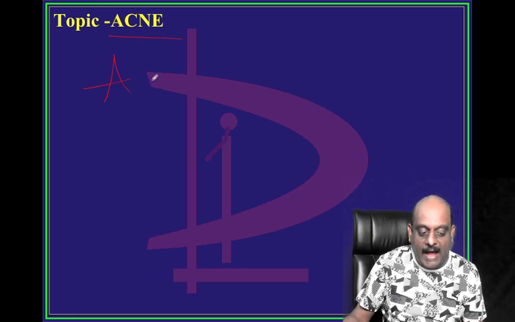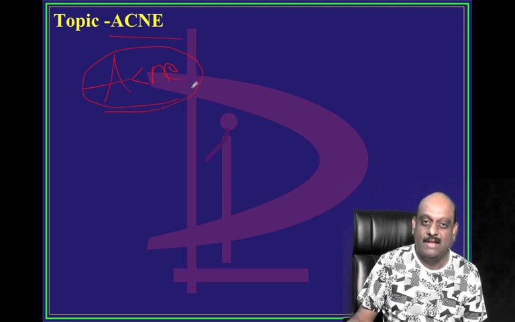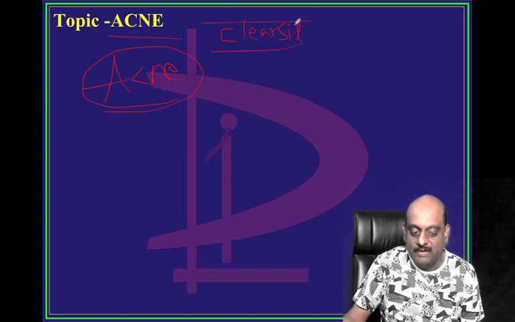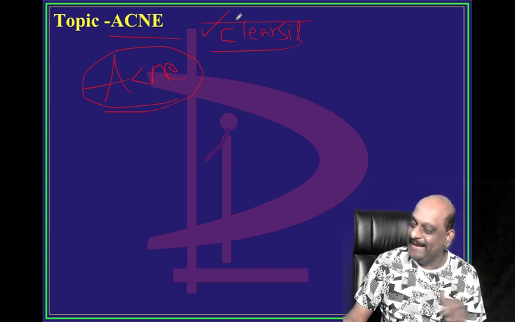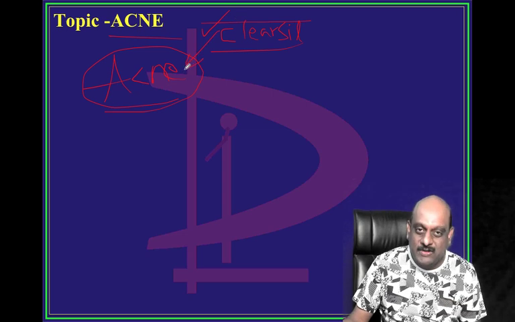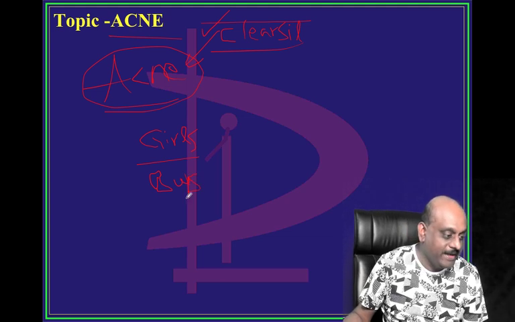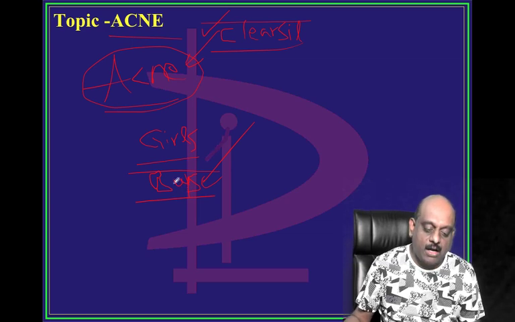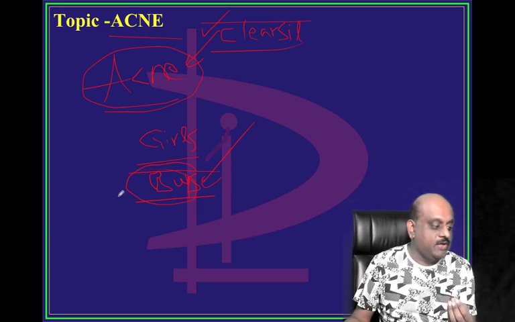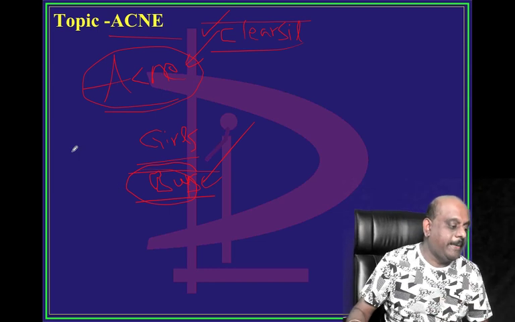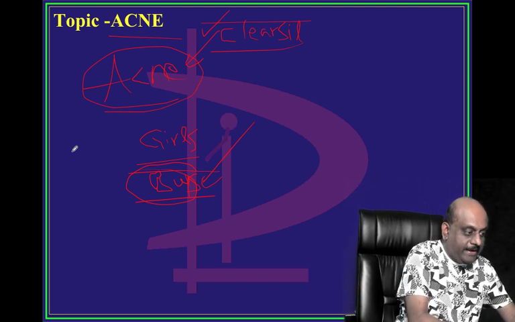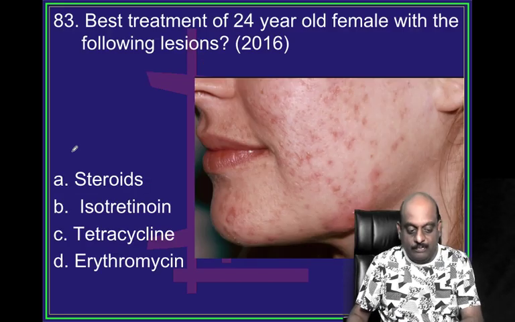Next comes acne. You know, what comes in the Clear Seal advertisement, doctor? But, you know, acne is more common in girls or boys? Who is going to give me the correct answer? Acne is more common in boys, because acne is one of the testosterone dependent conditions. It is a testosterone dependent condition is what you need to basically remember.